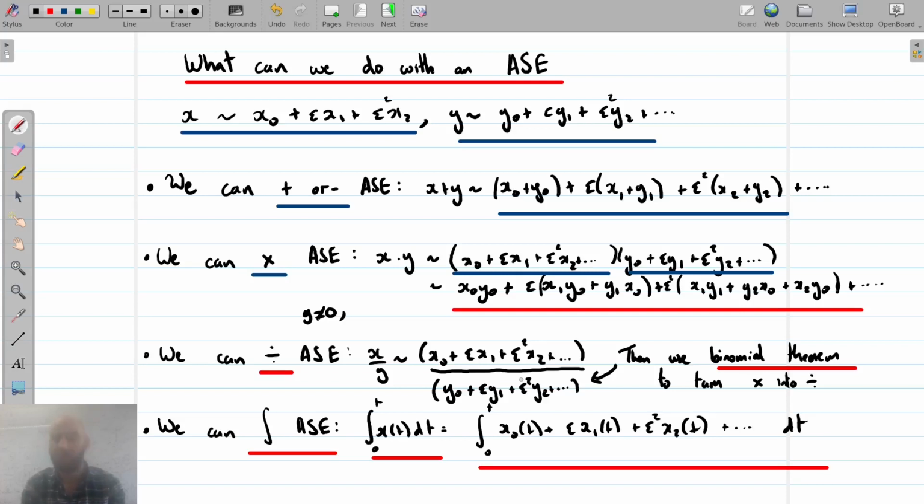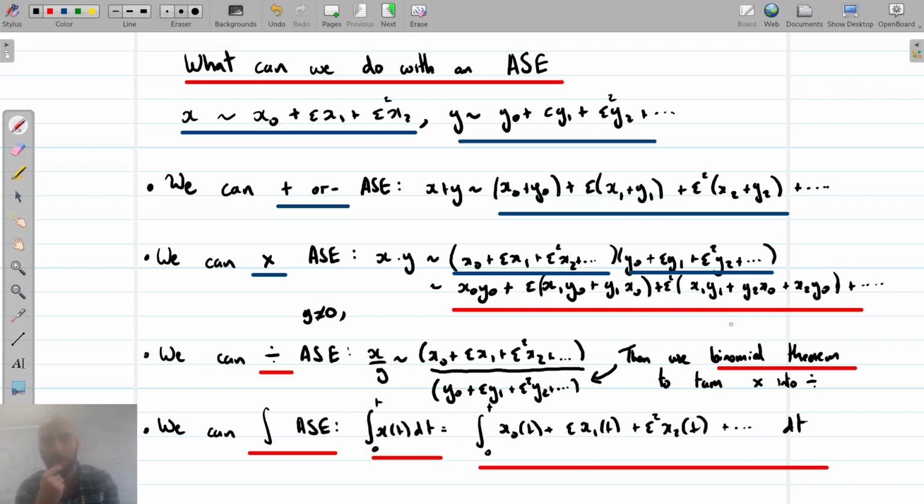We don't really like dividing. Dividing is tricky, but multiplying is good. Because when we divide, we really want to get our answer in terms of epsilon, epsilon squared, etc., and when you divide, you can't really do that. So if you ever divide an asymptotic series expansion, as we're going to see shortly, we should normally use the binomial theorem to turn division into multiplication. So remember, division is bad, multiplication is good.